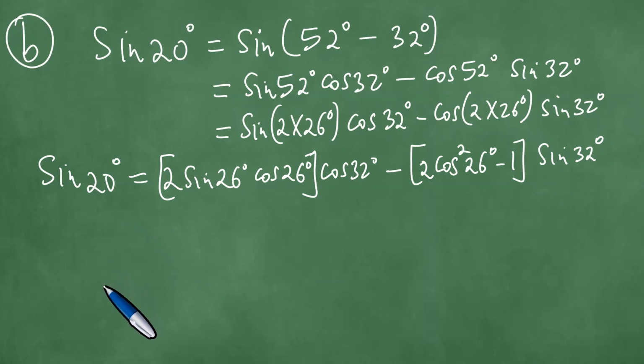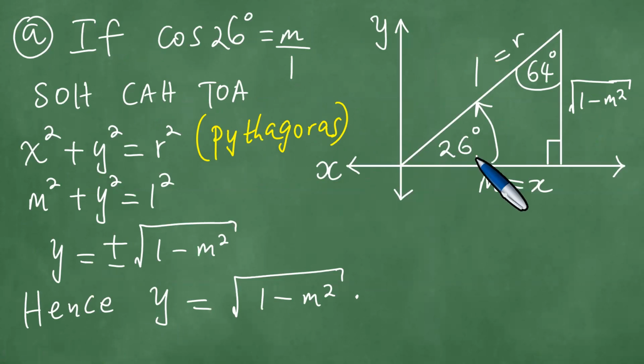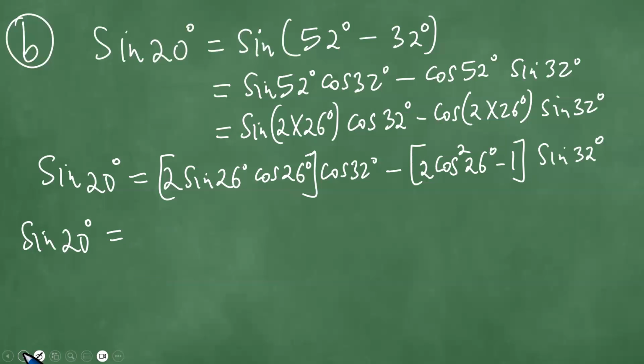Okay, let us reason together and prepare ourselves to solve this. So the sine of 26 can be obtained. And we have, therefore, the sine of 20 degrees, which equals, what is the sine of 26 degrees? The sine of 26 degrees is actually the opposite over the hypotenuse. So the sine of 26 degrees, therefore, is the square root of 1 minus m squared over 1, which is the square root of 1 minus m squared.